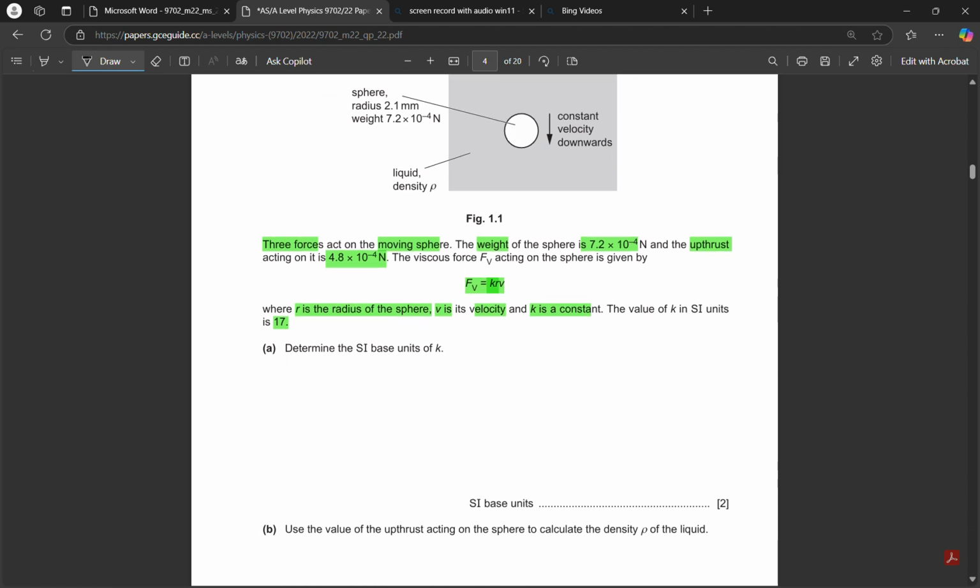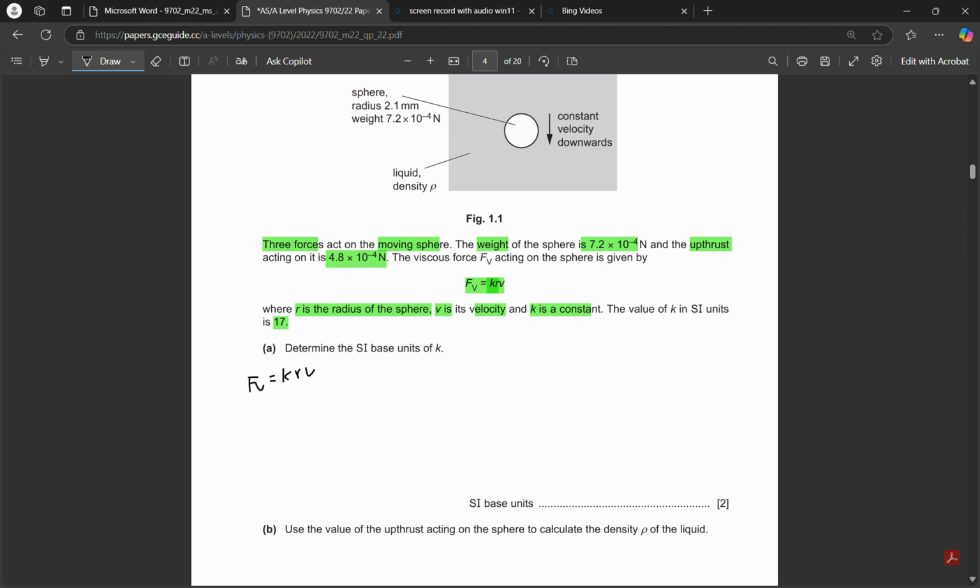And okay, our first question: determine the base SI unit for k. Well, how are we going to begin with answering this question? Just identify what we're given. Most of you may have already been able to figure out where to begin. That is, obviously going to be using the expression that is given to us, which is kRv, right?